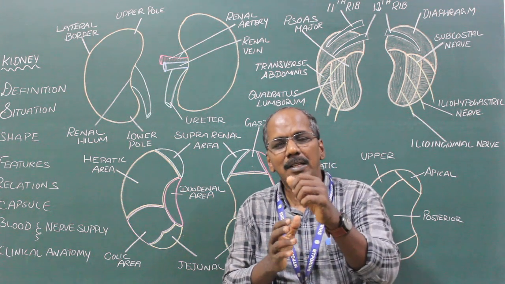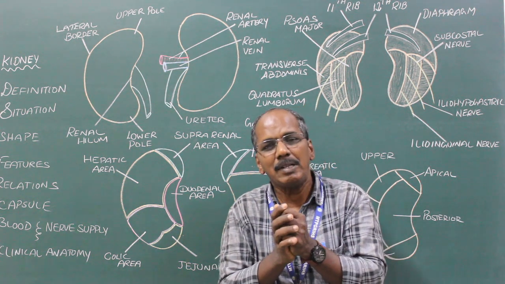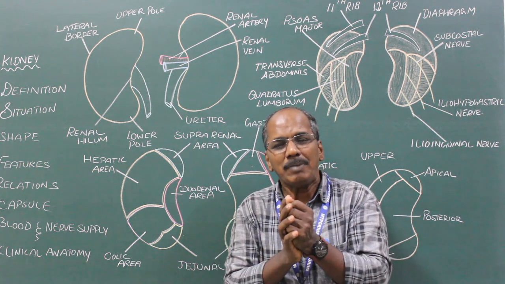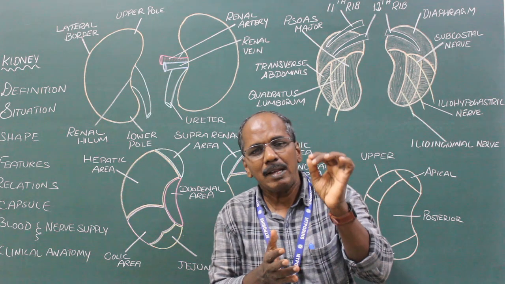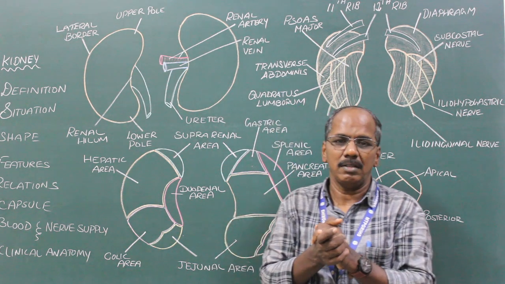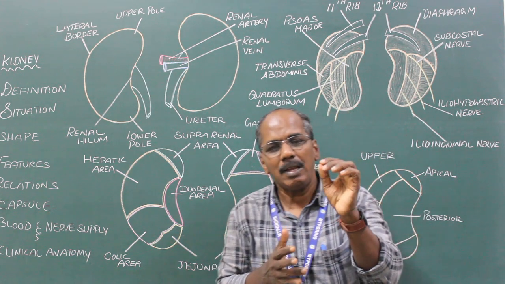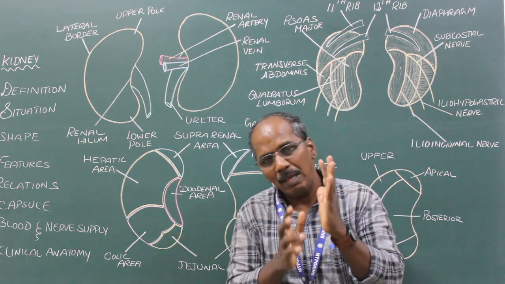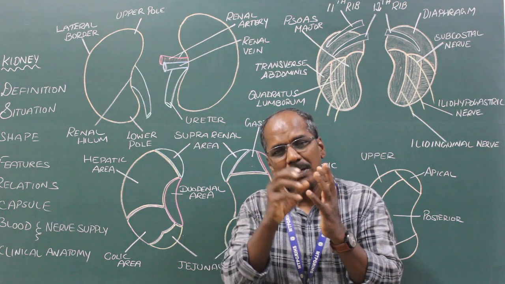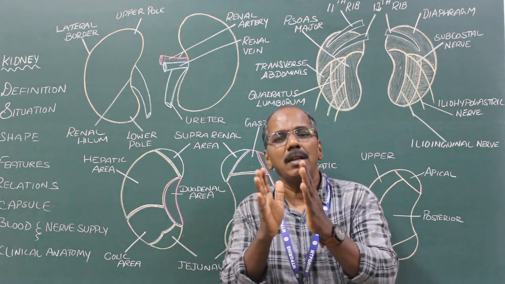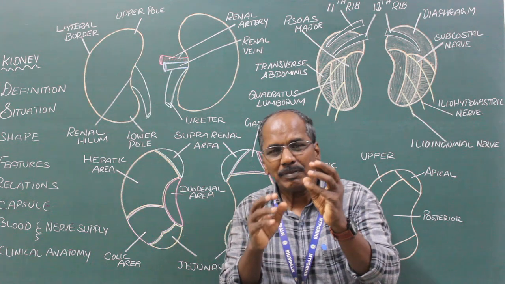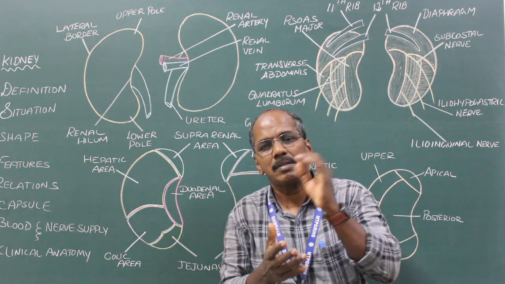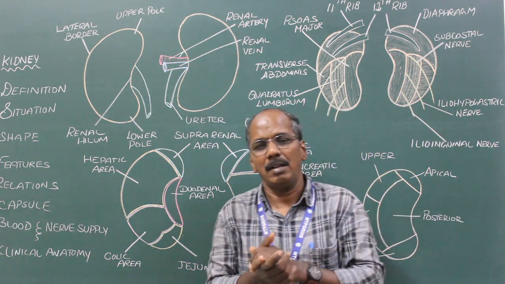Outside the false capsule, that is the renal fascia, the kidney is surrounded by a pad of fat known as pararenal or paranephric pad of fat. So the kidney capsule has true capsule and false capsule. Between those 2 layers, the pad of fat present is known as perirenal pad of fat. The pad of fat present outside the false capsule is known as pararenal pad of fat.